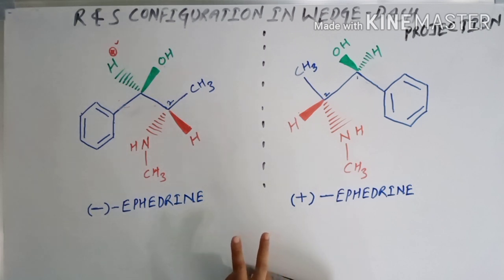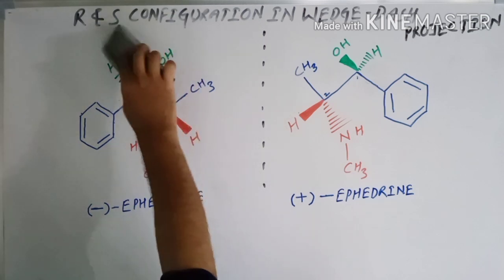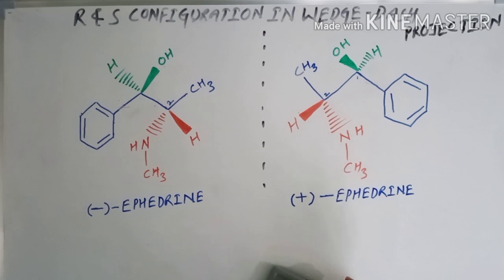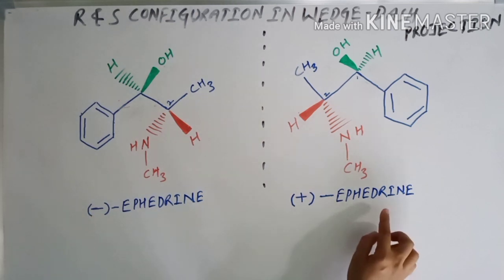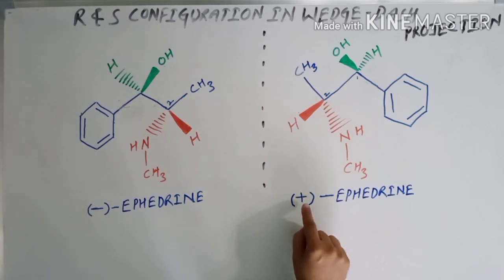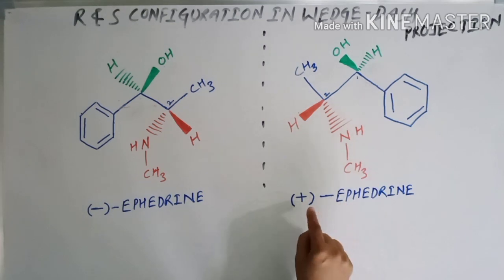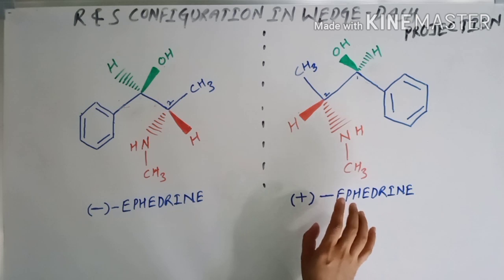Here two molecules I have drawn over here. Both of them are enantiomers. This is negative ephedrine. Negative represents it rotates the plane polarized light towards left, and this is positive ephedrine. Here positive symbol indicates that this ephedrine rotates the plane polarized light towards right direction.